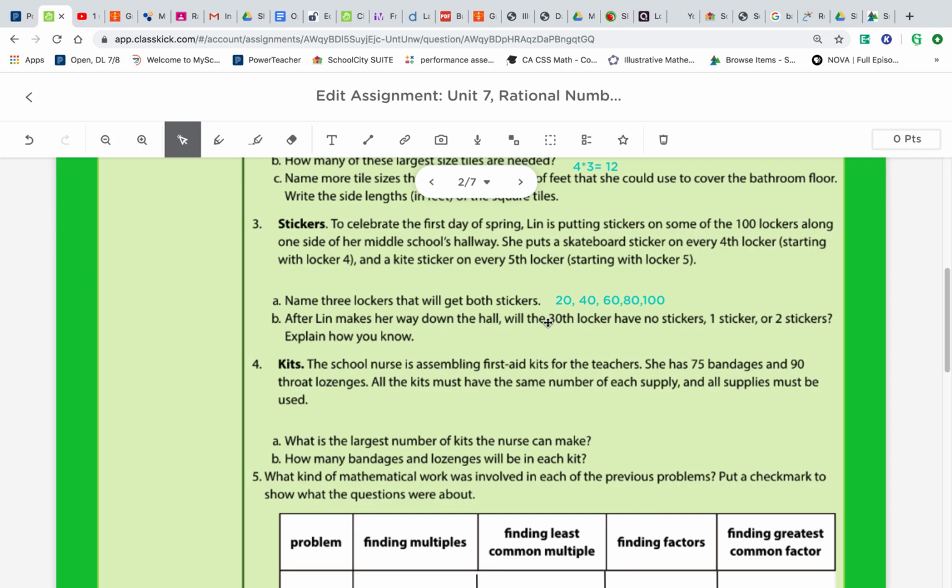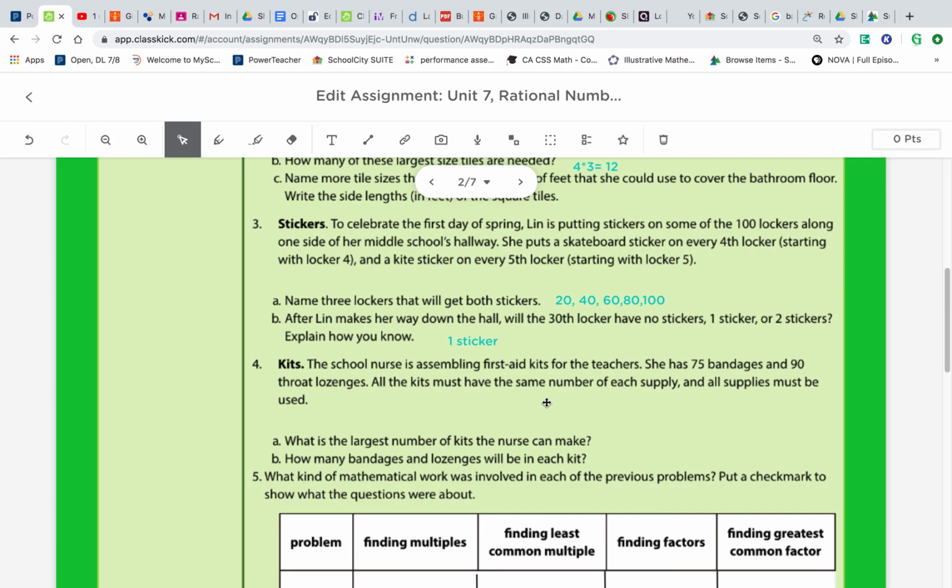Okay, well, the 30th locker, what is it a multiple of? Is it a multiple of 4? No, so it's not going to get that sticker. Is it a multiple of 5? Yes, so it will get the kite sticker. It will get 1 sticker because 30 is a multiple of 5, but not of 4.